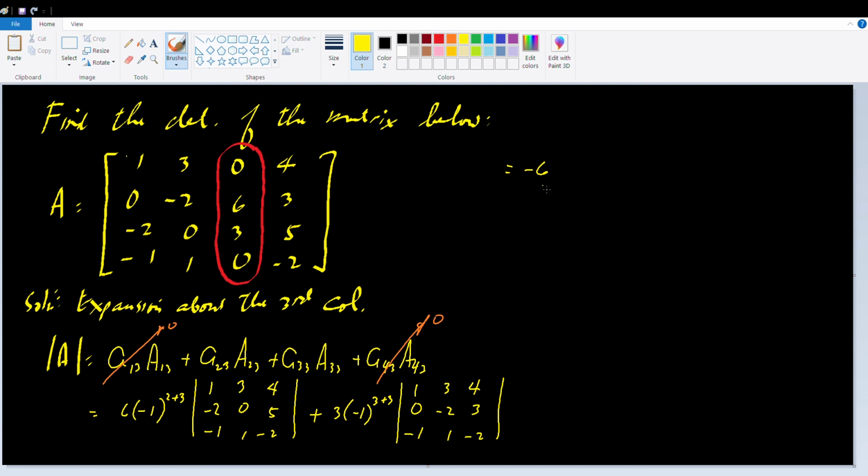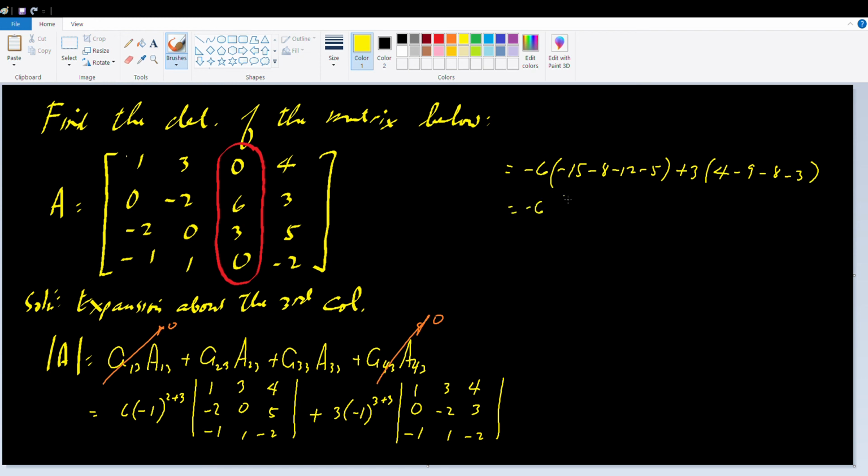Then, what will be the determinant? 0, negative 15, and negative 8. Then 0, negative 12, and negative 5. Okay? Then 3 times negative 1 raised to 6, that will be positive 3, times 4, negative 9, 0, negative 8, negative 3.